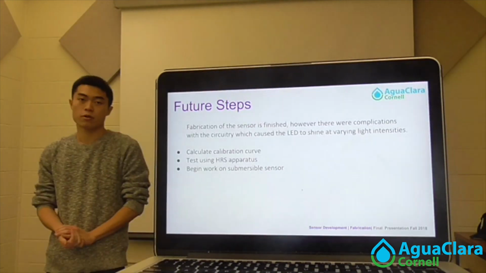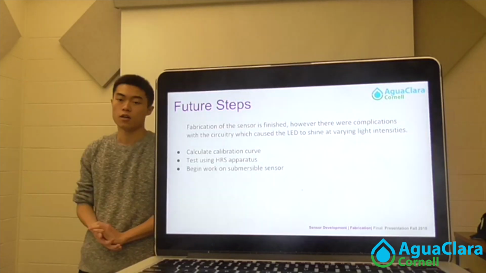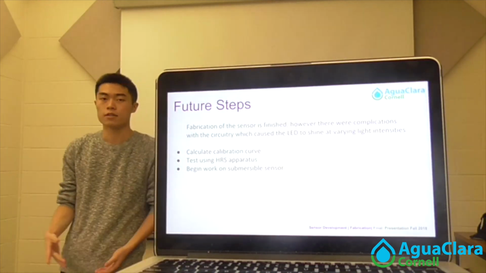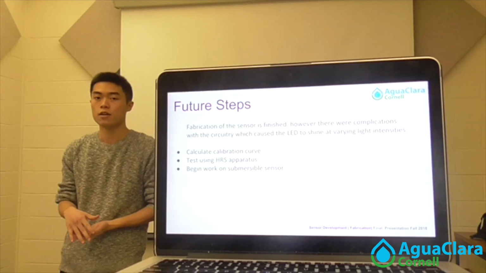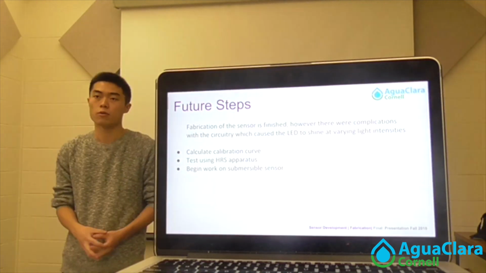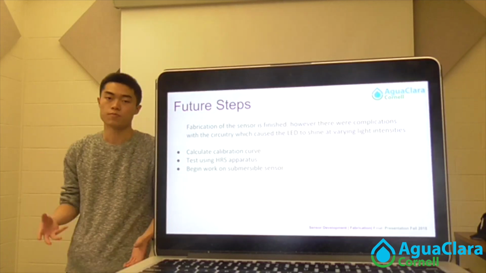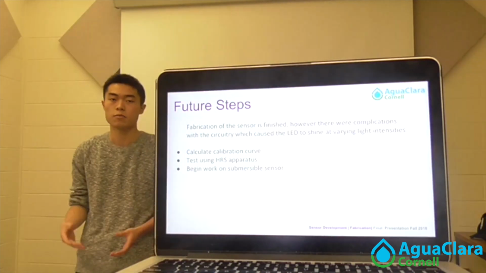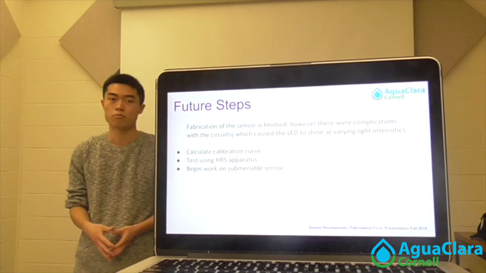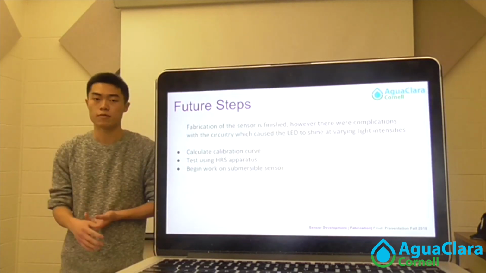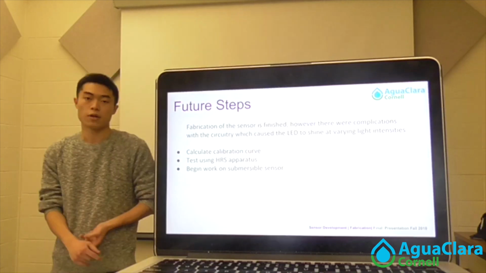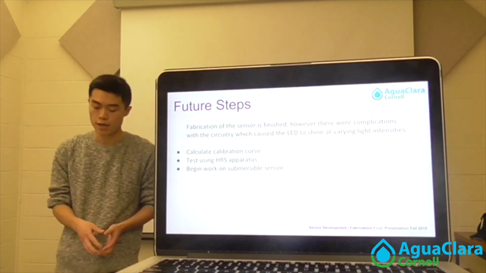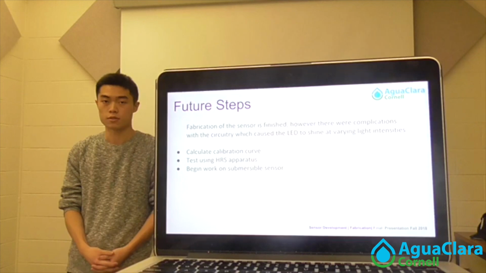Although we finished the fabrication process for the sensor, upon finishing we realized that our circuitry and the way everything was wired up meant the LED wasn't maintaining a constant intensity throughout the lighting process. We will have to fix that issue, because if we are measuring the concentration of a substance in the water and the light changes its intensity over time, the absorbance measure will vary and that won't produce accurate results. After finishing that, we will calibrate a calibration curve, and we will test it on the PVC pipe, which is the high rate sedimentation apparatus, and then we will also work on the submersible sensor.